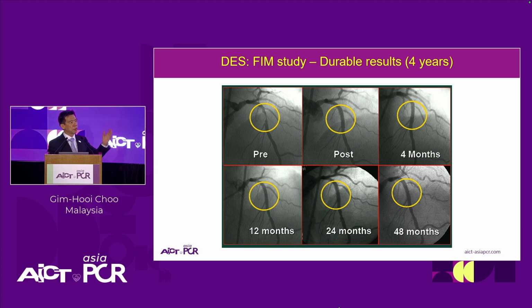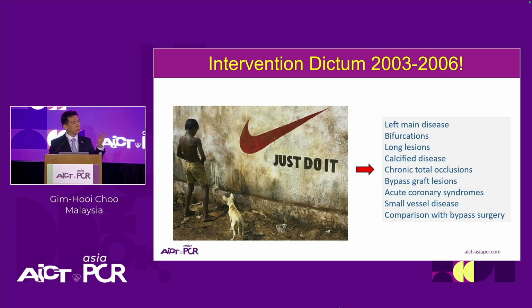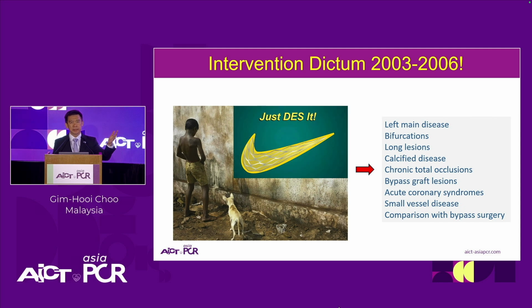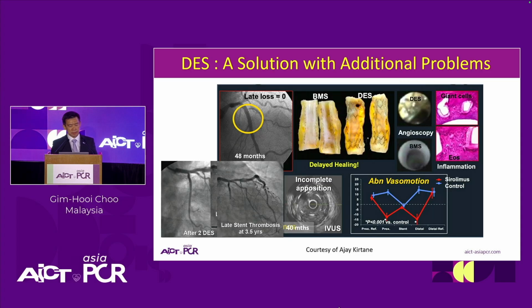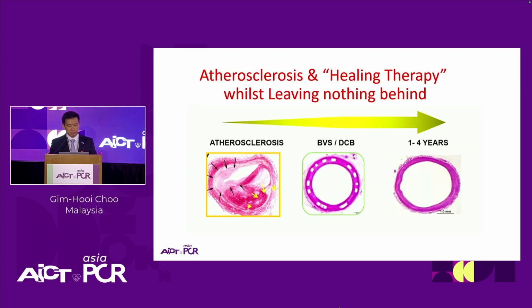When we had DES, we thought that was a panacea of all our ills, and the results had lasted until 4 years. But then only we realized that, you have a full bladder, you got to go. So you just, Nike says, just do it. At that point in time, for us, just DES it. DES anything, left main, CTO, whatever it is. But it is the inconvenient truth. Because what we actually have is a solution, but with additional problems. There are problems with late stent thrombosis, problems with caging of the vessel, and inflammation.